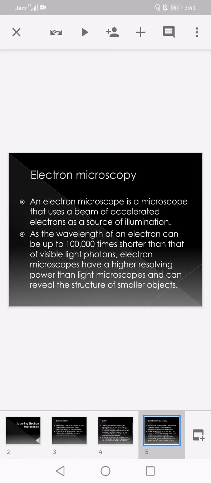Electron microscopy. An electron microscope is a microscope that uses a beam of accelerated electrons as a source of illumination. As the wavelength of an electron can be up to 100,000 times shorter than that of visible light photons, electron microscopes have a higher resolving power than light microscopes and can reveal the structure of smaller objects.